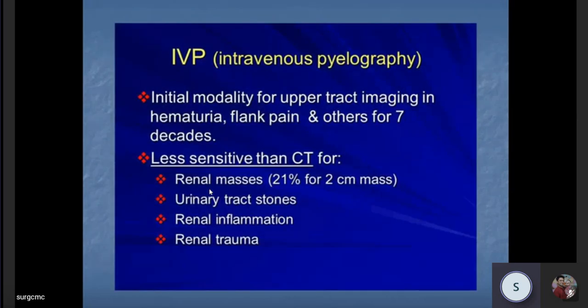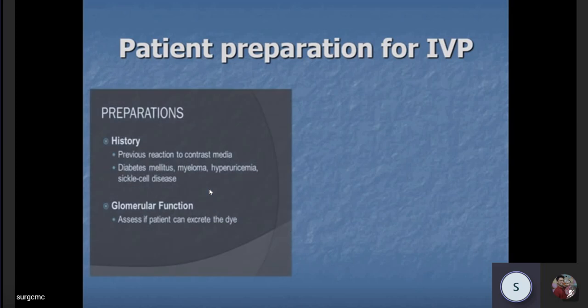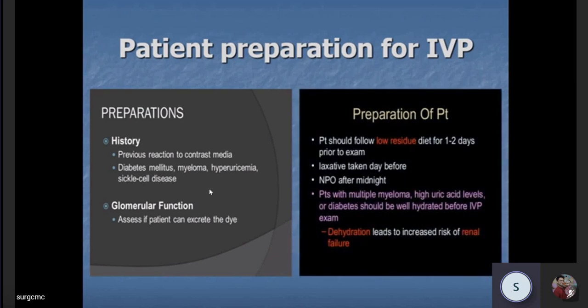So it's important for the upper tract, that is kidney, pelvis and upper ureter zone, it is a much more sensitive investigation. But definitely with the advent of CT, the number of uses of IVP has gone down. The patient must be properly hydrated before doing it, and the patient must have a normal renal profile.